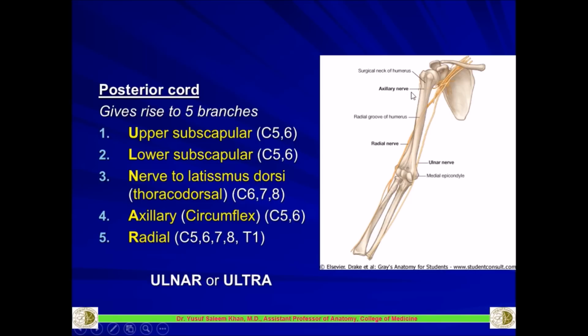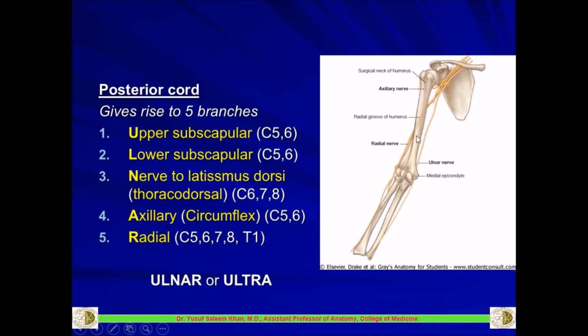Then we have a nerve which winds around the neck of the humerus. This is called the axillary nerve, a very important nerve which will be supplying especially the deltoid muscle here. And whenever there is an injury at this neck of the humerus, it will damage even the axillary nerve. So this is the axillary nerve which winds around the neck of the humerus.